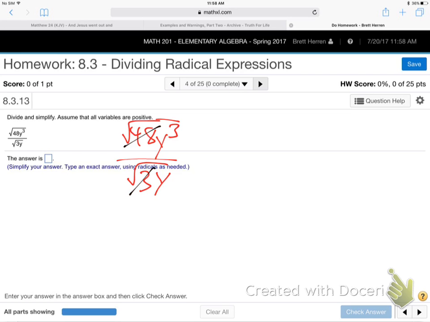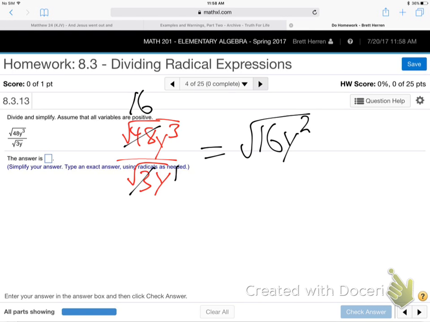So 3 goes into 48 16 times. And y to the third over y to the first is y squared. So we end up with the root of 16 y squared at first. Right? I haven't rooted yet, but I've divided and subtracted powers. Is that good so far?